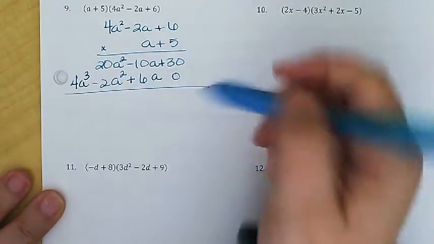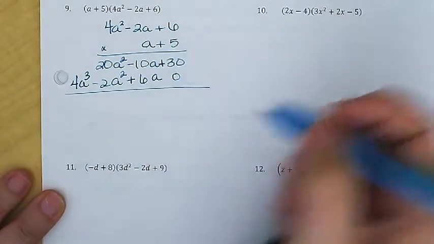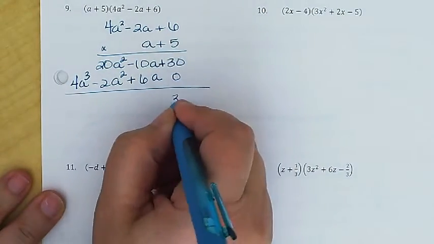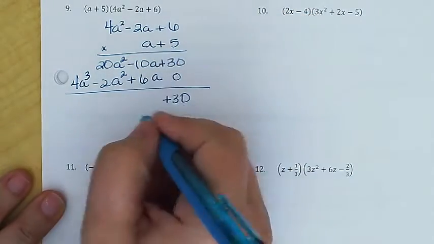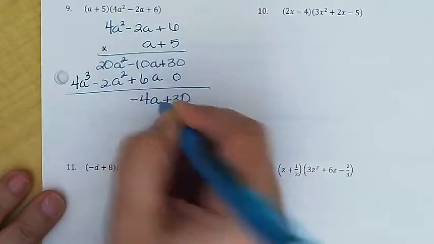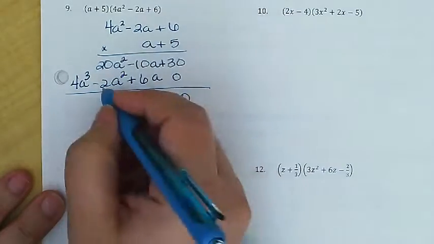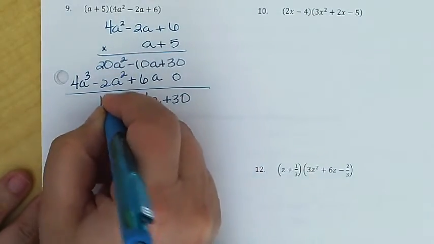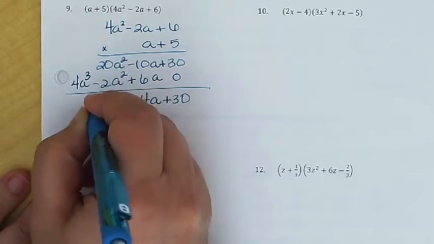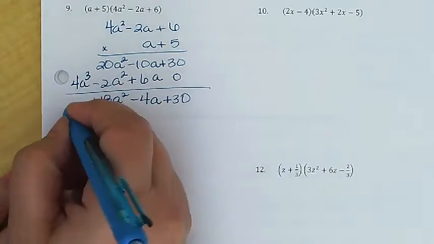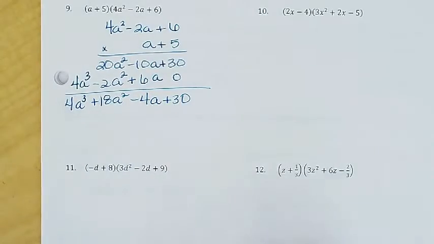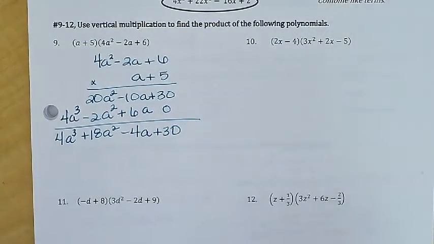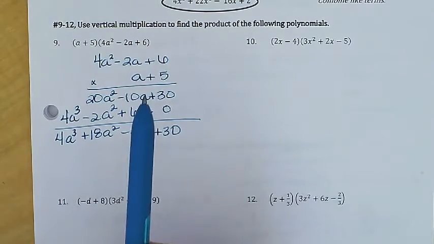Okay, and then we can drop our line down and combine straight down. So the 30 doesn't have anybody to combine with, it just comes straight down. Negative 10 and a positive 6 is a negative 4a. Positive 20 and a negative 2 is 18a squared, or the second, and that's positive. And then this guy didn't have anybody to combine with, so it comes straight down. And that's our product.